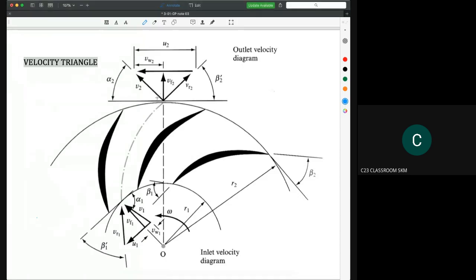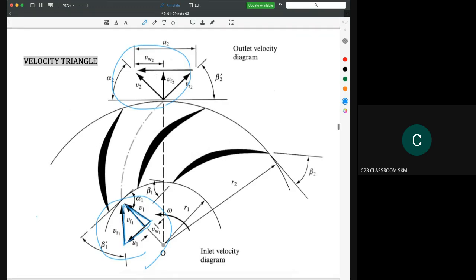So this is the velocity triangle. What you see here is velocity triangle because we have a triangle here. We have an inlet here, for example, we have a triangle like this one. We also have a triangle of this one, and another triangle of this one. At the outlet here, we have a triangle here, and another triangle here, and another triangle here. That's why we call this a velocity triangle.